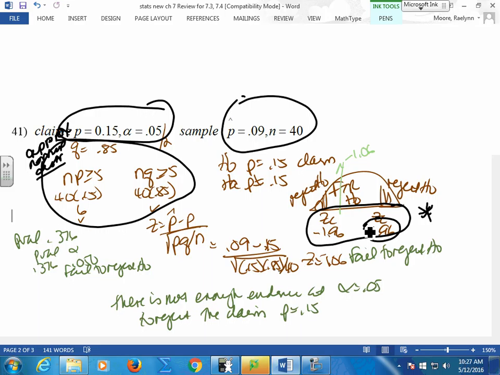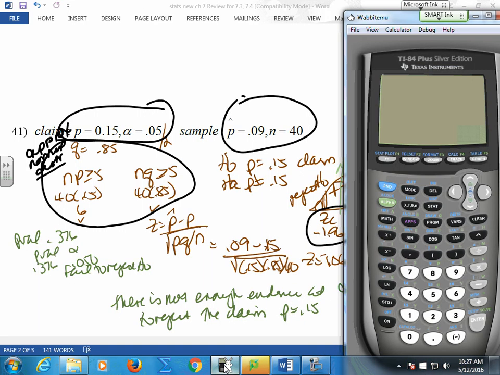Inverse norm. What am I going to have to do to inverse norm? Divide it by 2. Why? Because it's 2 tails. Come on, this should be flying out of your mouth right now. Divide by 2. I need to be able to divide this by 2.